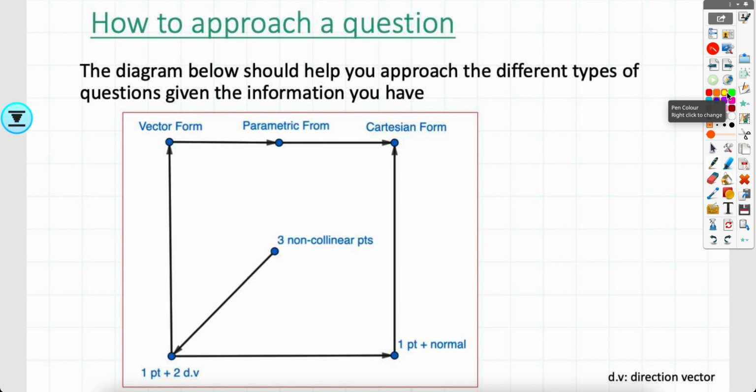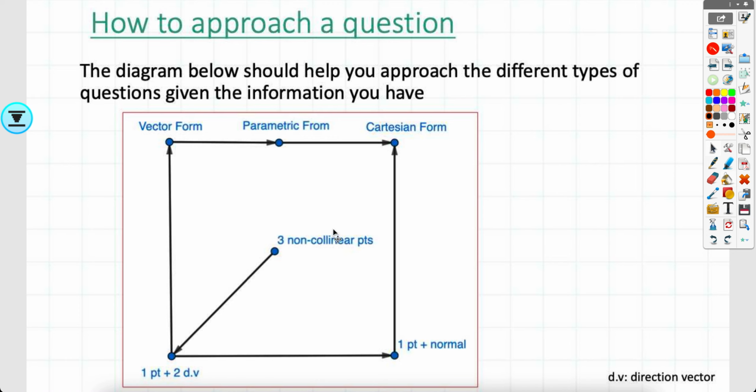Now, I gave you a lot of information, a lot of different methods to approach. I summarized this into a nice diagram. Hopefully it's going to help you know how to move from one type of form to another based on the information you have. Well, you first know how to write a vector equation, you know how to move to parametric, and then you know how to move to Cartesian.